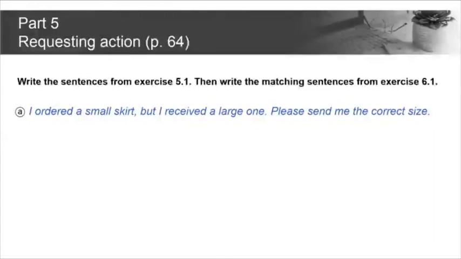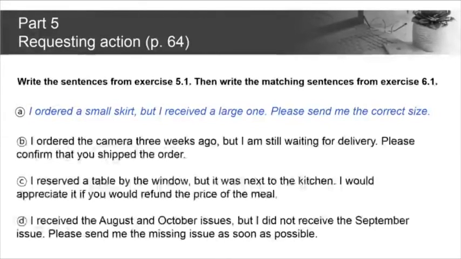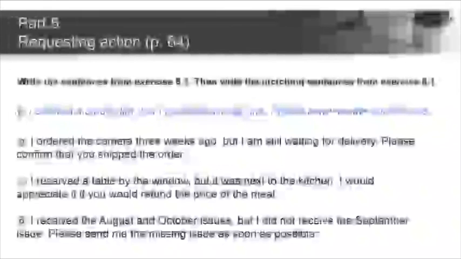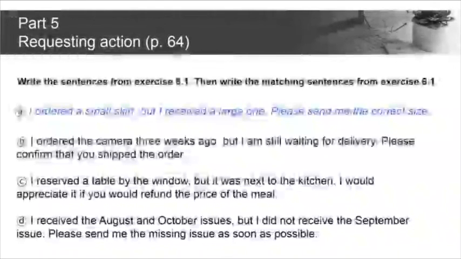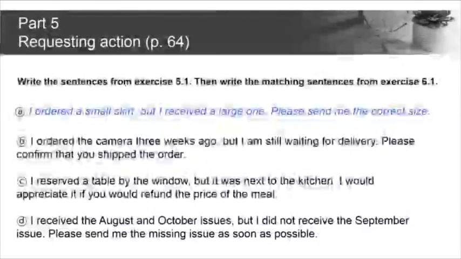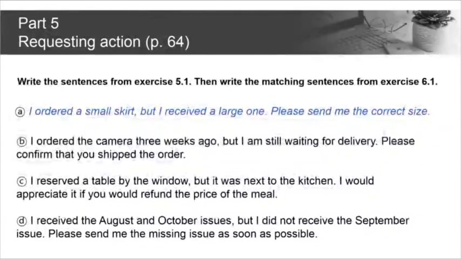Let's check the answers. B. I ordered the camera 3 weeks ago, but I'm still waiting for delivery. Please confirm that you shipped the order. C. I reserved a table by the window, but it was next to the kitchen. I would appreciate it if you would refund the price of the meal. D. I received the August and October issues, but I did not receive the September issue. Please send me the missing issue as soon as possible.